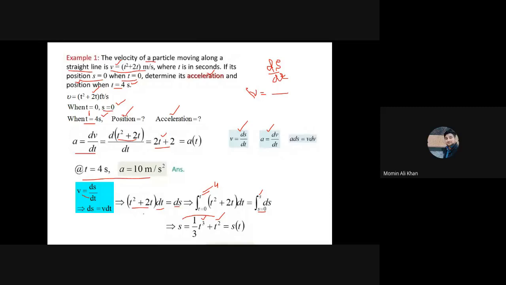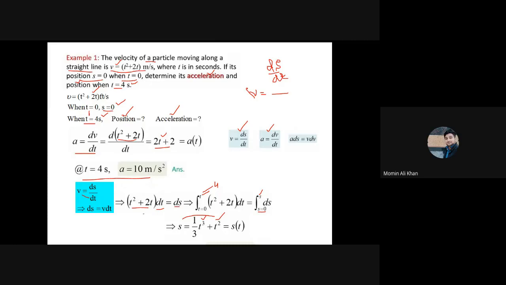Upper limit value minus lower limit value, like this. When we integrate, you have to put the upper limit, meaning the final position at the top, and the initial position at the bottom of the limit. Is this what you are asking?